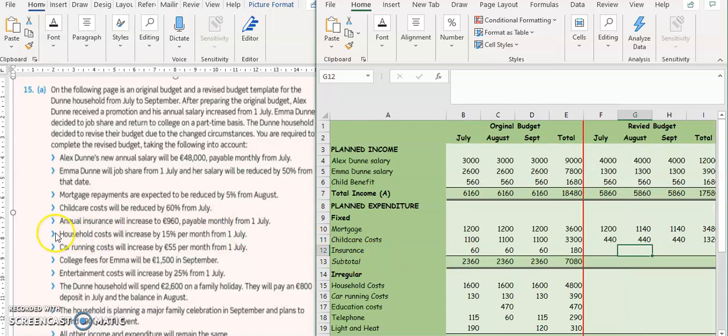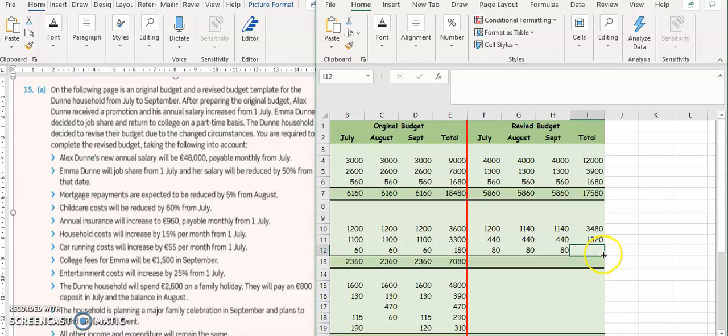And then the last one, insurance. Annual insurance will increase to 960 payable monthly from the 1st of July. So from the 1st of July, we're paying 960 for the year, so you need to divide that by 12. So we're now paying 80 euro per month. So 80 euro for July, August, and September. So 80 multiplied by 3 will give us 240.